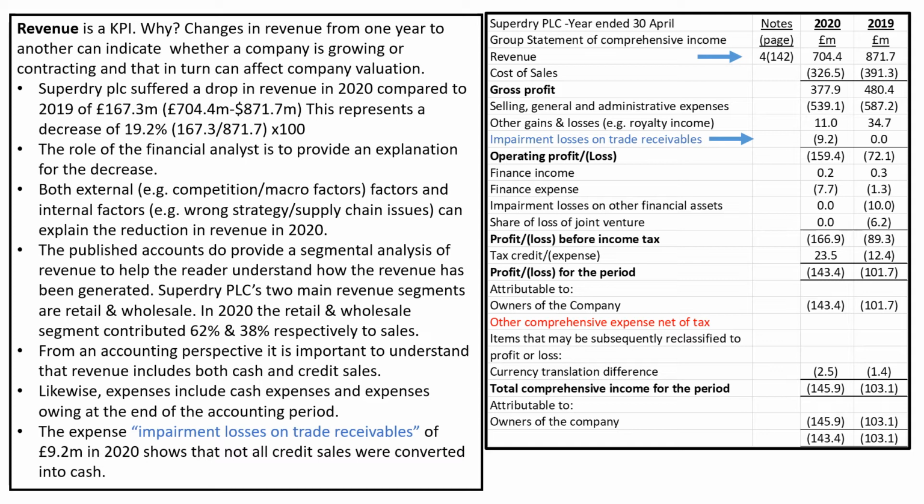The expense impairment losses on trade receivables of 9.2 million in 2020 shows that not all credit sales were converted into cash.